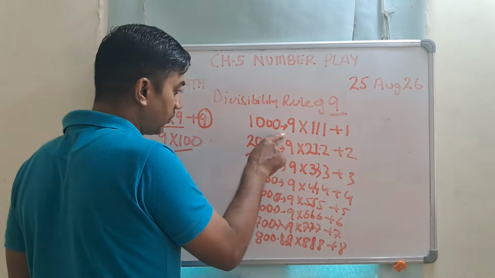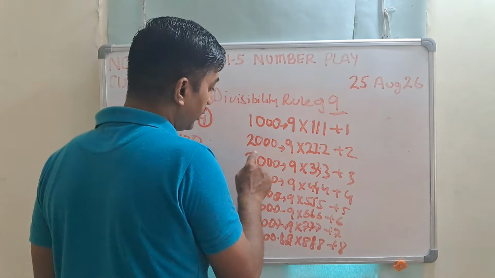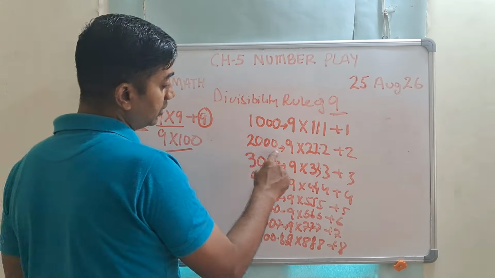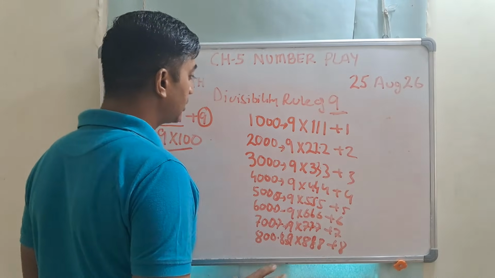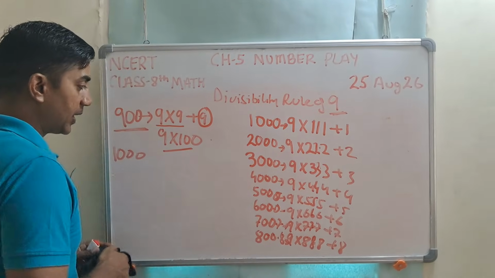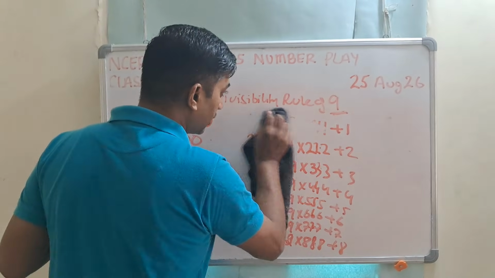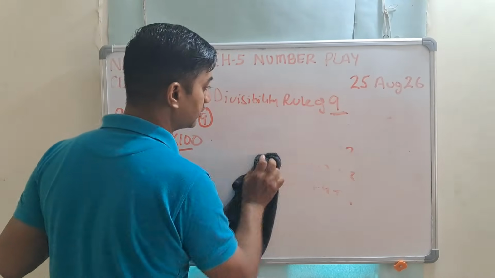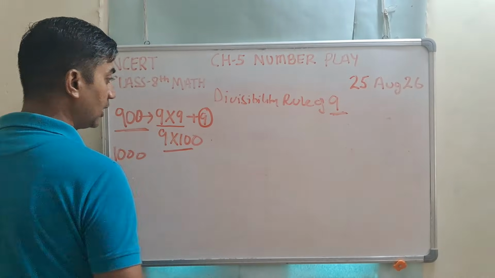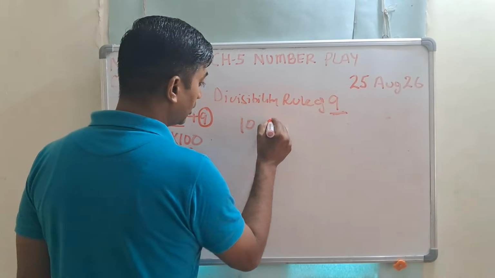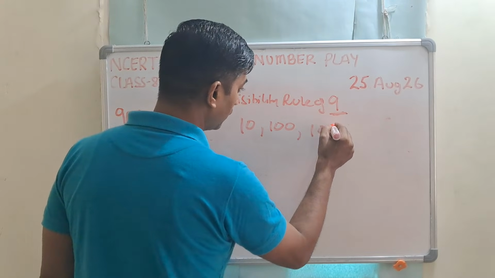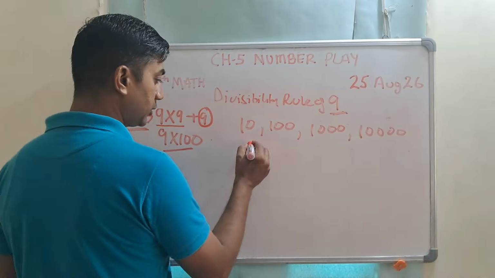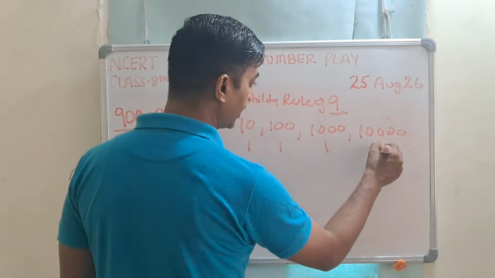When you are dealing with 100, you are getting remainder 1. When you are dealing with 2000, you are getting remainder 2. This pattern is always the same. So I will write this pattern so that you are more clear about it. If you write 10, 100, 1000 or any such number, you will always get remainder 1.